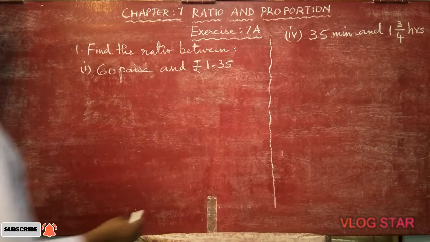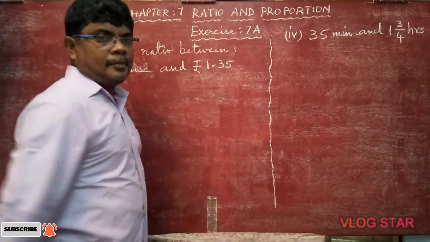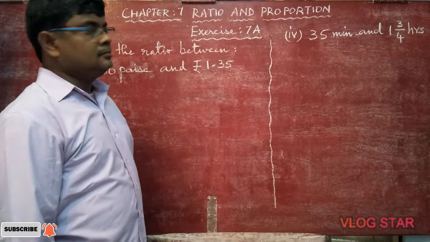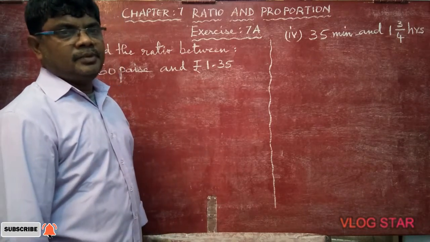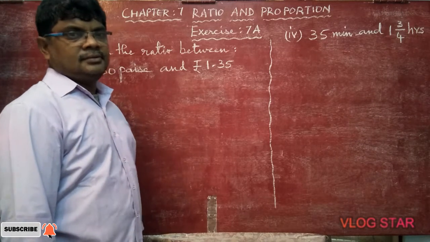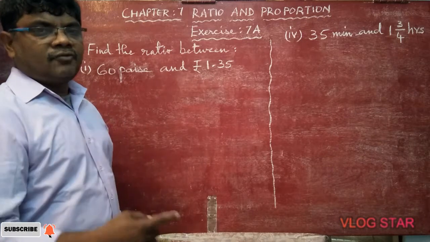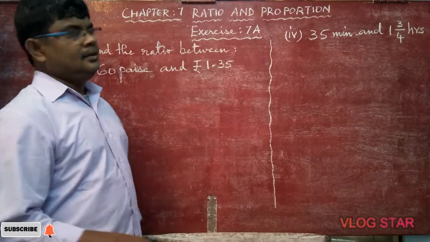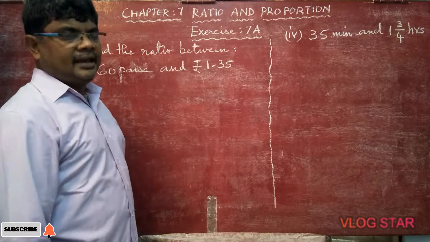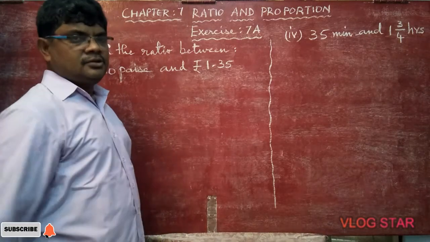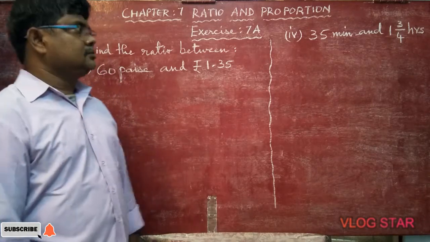Hi students, today we are going to start chapter 7, ratio and proportion. Ratio, we know, is a comparison between two quantities. They should be the same kind. A is to B, another form is A by B. Proportion means A by B is equal to C by D, or A is to B is equal to C is to D. Equality between two ratios.